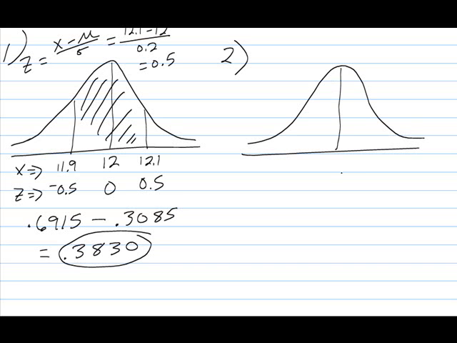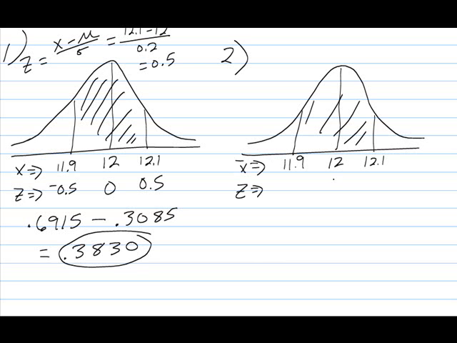So we draw our picture. Our picture is going to look exactly the same. In part 2, we want the probability that x bar is between 11.9 and 12.1 for n equals 16 cans. So here, the big difference isn't so much what the picture looks like, but the big difference is now these are x bar values. This is the distribution of x bar, no longer the distribution of x. Still the same process, though.